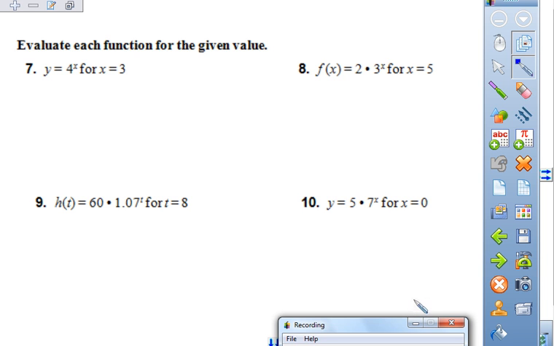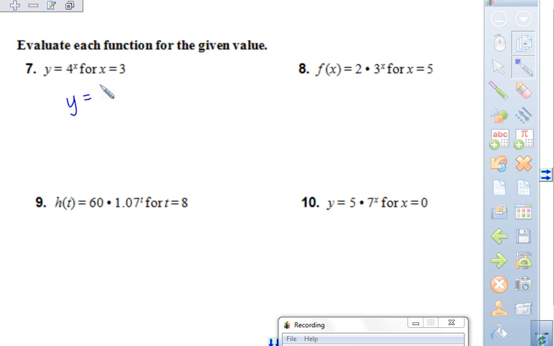So why don't you try these problems? It says evaluate each function for the given value. So I'll do the first one with you. So this is like 1 times 4 to the power of 3, but that 1 just isn't there. So this is going to be growth, so we're going to get bigger than 1. So really we're just doing 4 to the third, which is 64. So why don't you try these 3. Please pause the video while the students work.